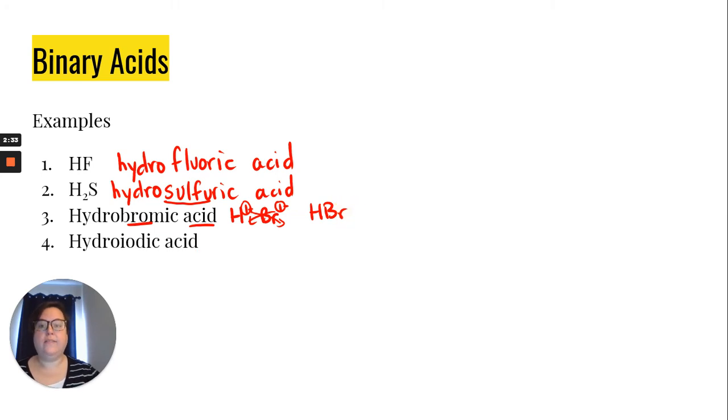The last one we have is hydroiodic. So again, you have hydrogen, you have ido, which refers to iodine, and you would cross your charges. And so we get HI, hydroiodic.